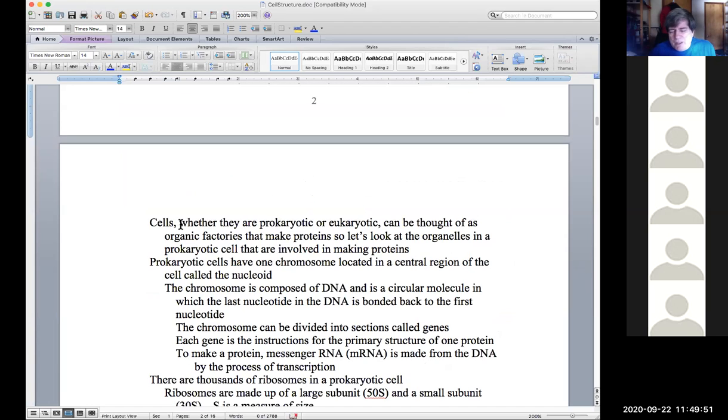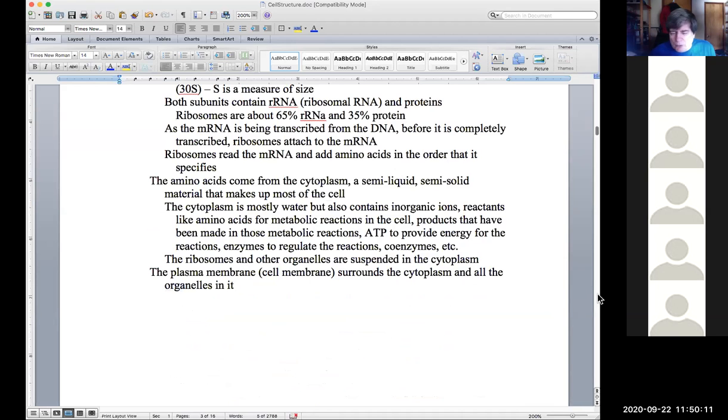So remember what we keep saying and what we're going to emphasize. It doesn't matter whether we're talking about eukaryotic or prokaryotic cells. What are they? They're organic factories that make proteins. So this next section is really our description of how the prokaryotic cells make proteins that we talked about in class.